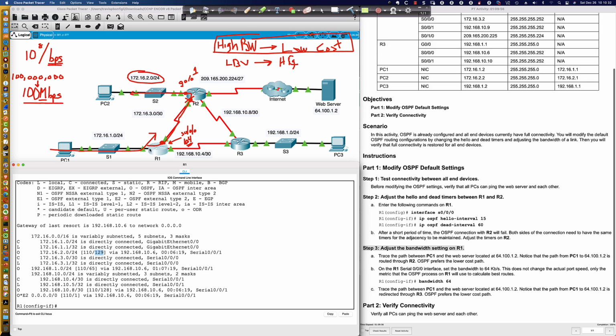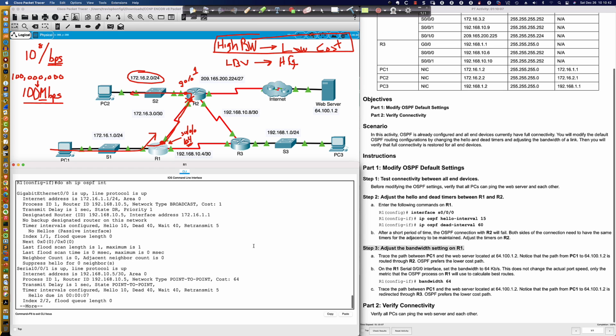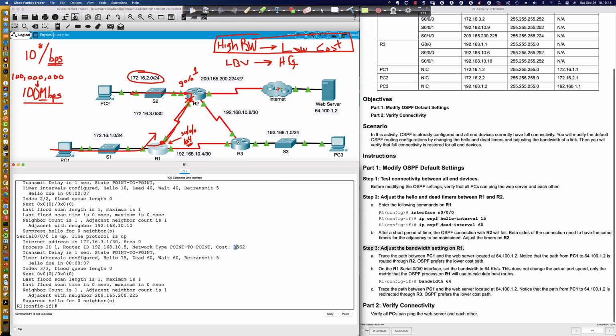What's the cost going the northbound route here? In other words, I come to router 1 and I head straight north. Well, I've got to go out that interface. Remember, do show IP OSPF interface. What is the cost of just that interface right now? For me to go out that interface, the cost is 1562.